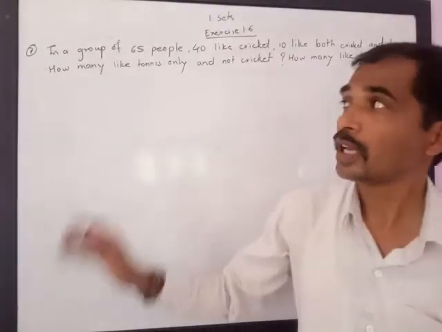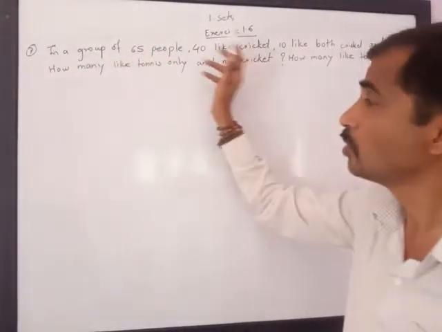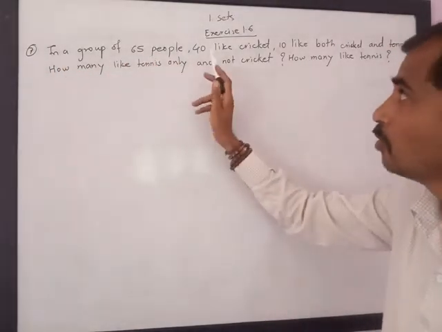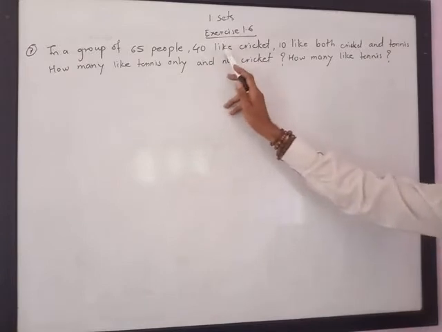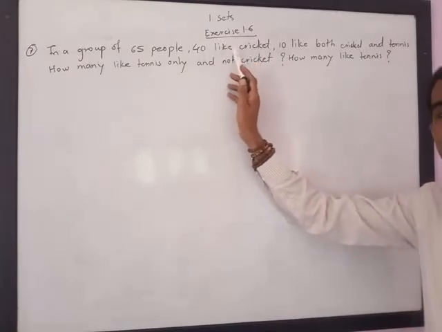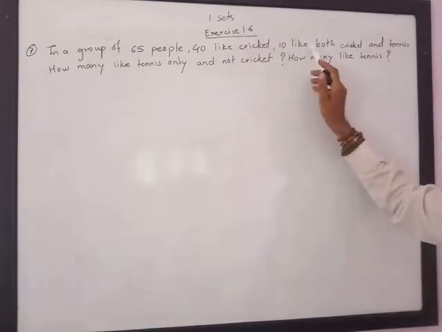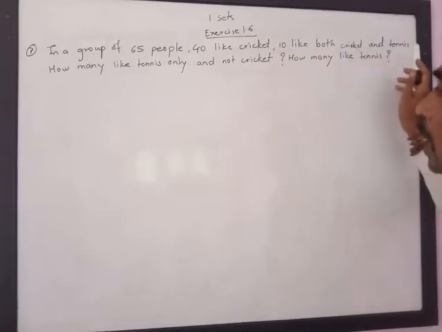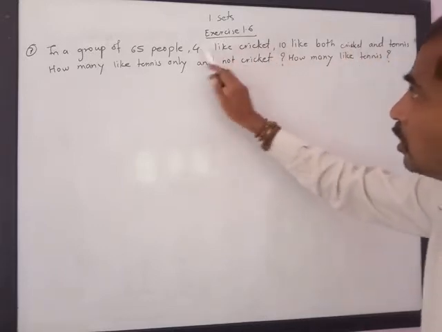Dear students, now the next question is the 7th question. In exercise 1.6, the 7th question is: in a group of 65 people. So total people are 65. 40 like to play cricket. 40 people like cricket. Out of this, some may be liking tennis also. Now 10 like both cricket and tennis. So 10 like cricket also and tennis also. Understand this? This 10 is included in this 40.